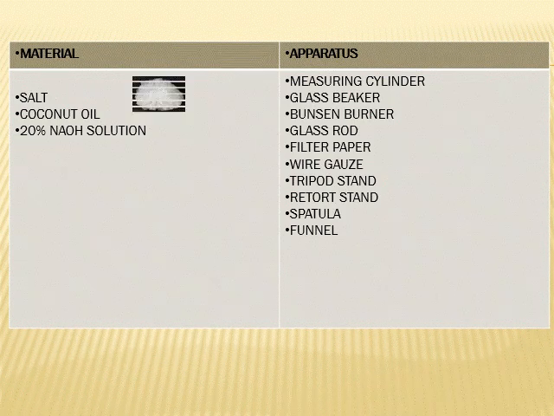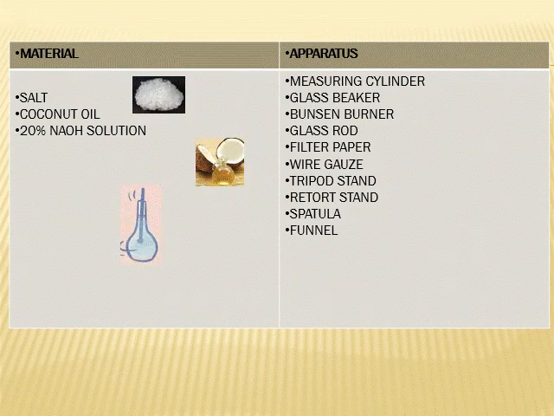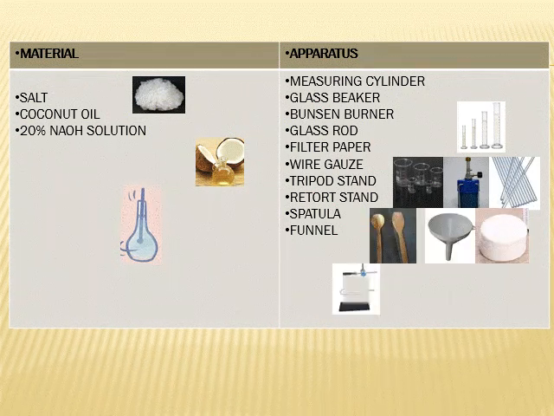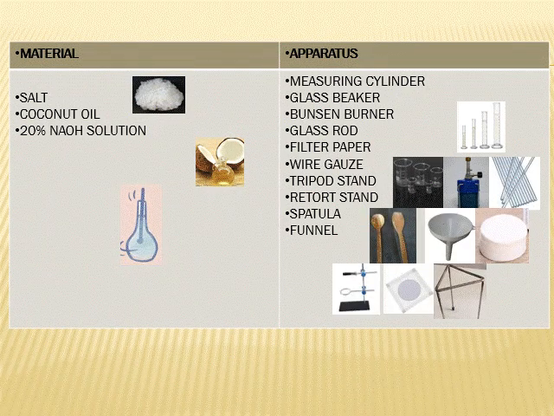The materials needed to make the soap are salt, coconut oil, NaOH solution, measuring cylinder, glass beaker, Bunsen burner, glass rod, filter paper, wire gauze, tripod and retort stand, spatula and funnel. Okay, let's move to the procedure.